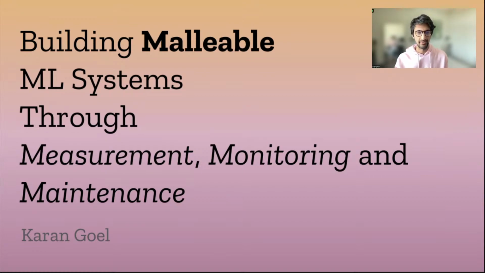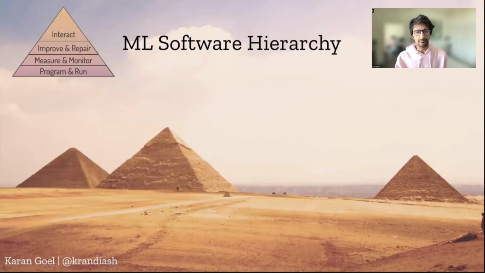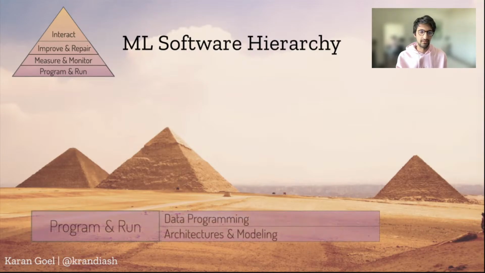So let's jump in. On this slide, I've attempted to make my version of the ML software hierarchy. It's trying to capture what I think are the major areas where people are building tools and software and making machine learning more reliable. At the bottom is something called program and run, which is how do we build models as quickly and easily as possible that get good average performance.